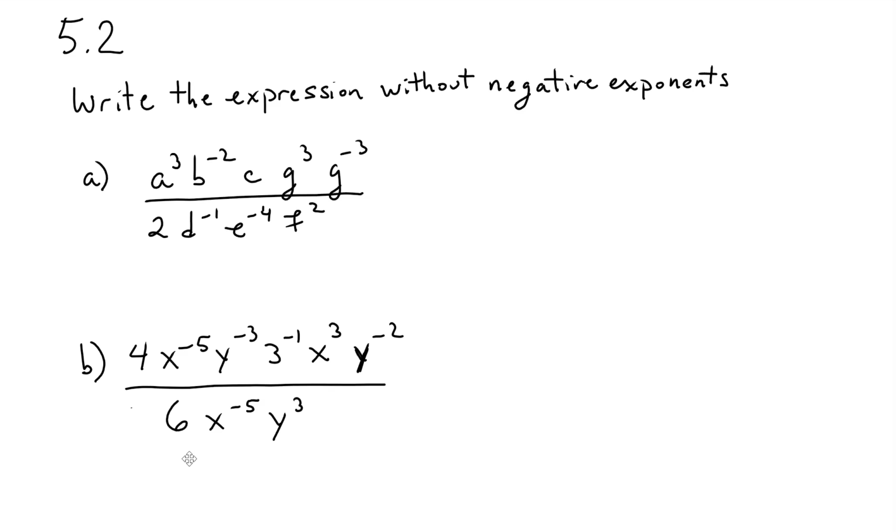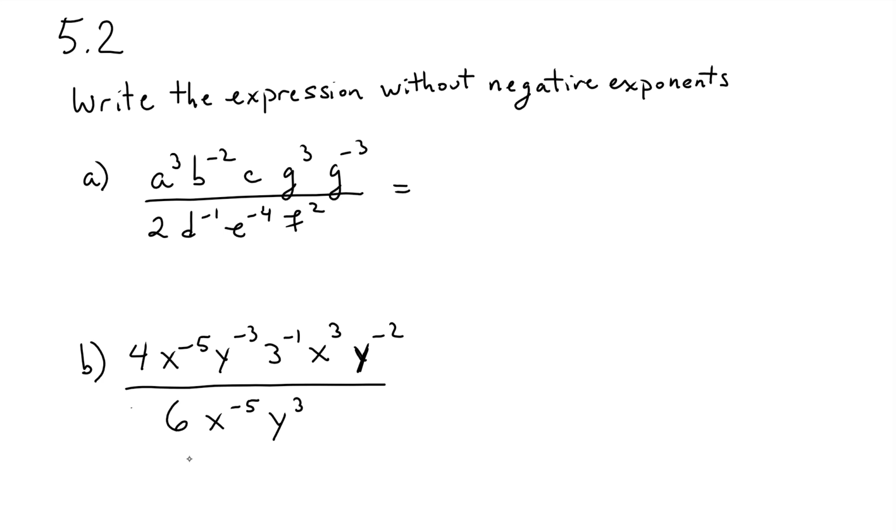So in this section, we are going to use the rules from the previous section to write different expressions without negative exponents. First we're going to try to simplify them, especially if we have fractions. We're going to simplify the numerator, simplify the denominator. And once we get something that's simplified with negative exponents, then we're going to get rid of those negative exponents. So let's start with number A.